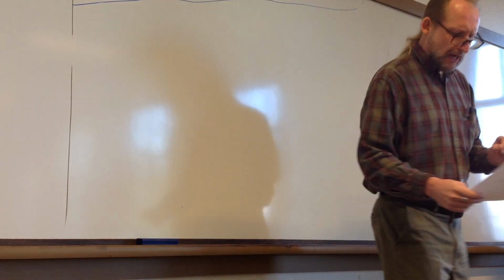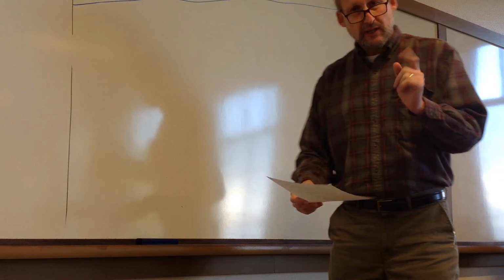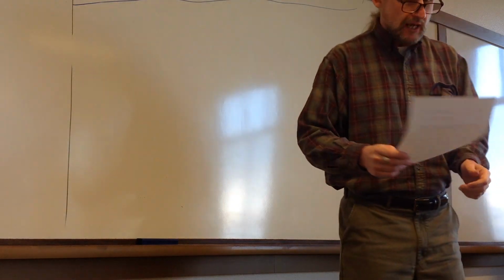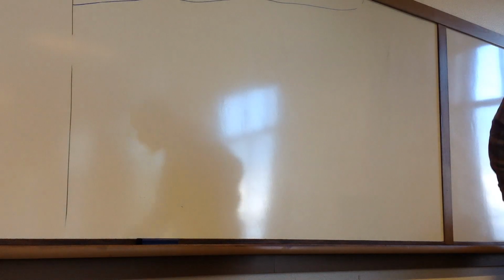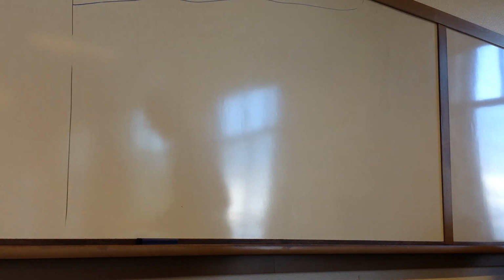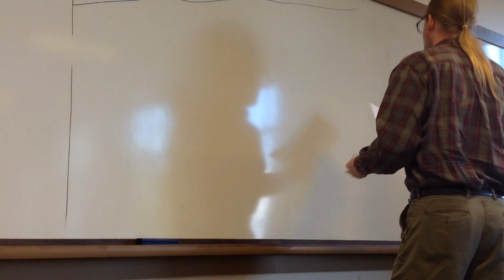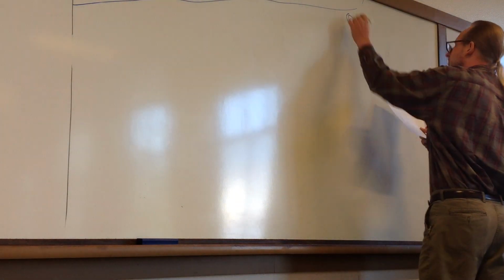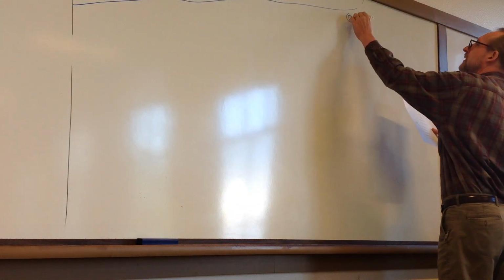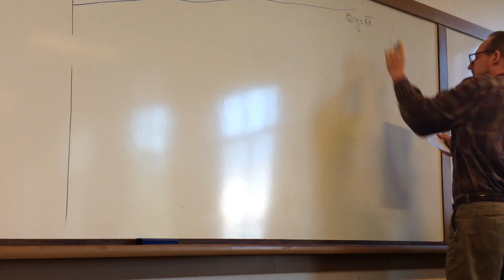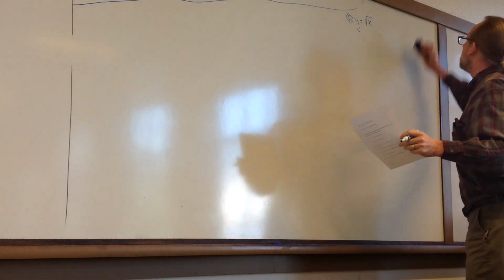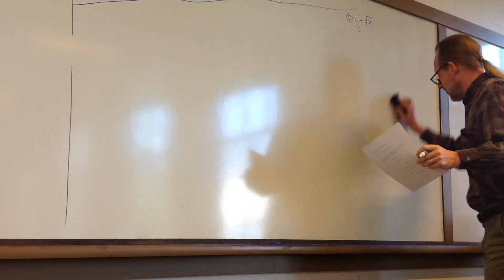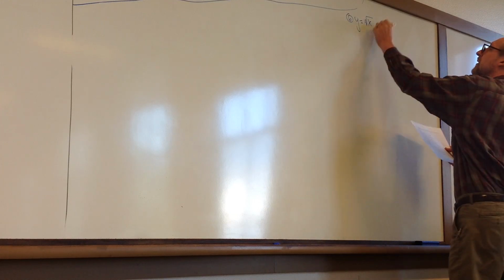I'm going to do problems 6, 8, and 10. These are all, I think, good washer problems and good practice for this topic. So let's take a look at these. Problem 6 says we want to find the volume of revolution for y equals square root x and y equals x cubed, or really the area between them.